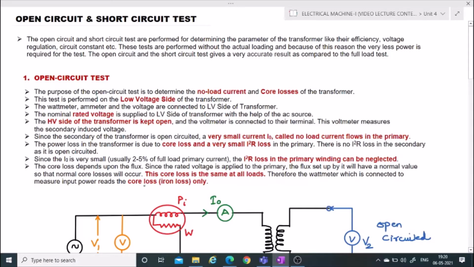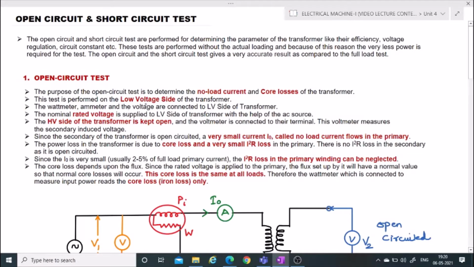Hello students, in this lecture I will explain the open circuit and short circuit test on transformer. Before going to explaining the open circuit test and short circuit test, first I will tell you why we need the testing of a transformer, or why we need to do the open circuit test and short circuit test of a transformer.